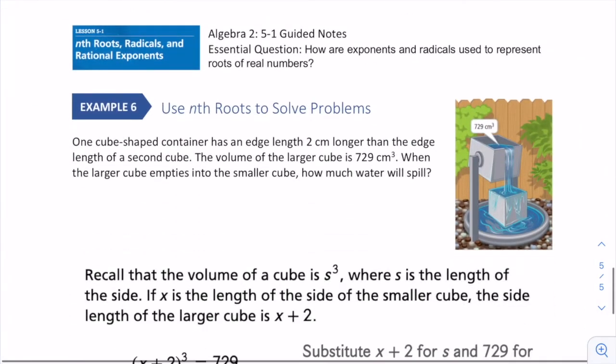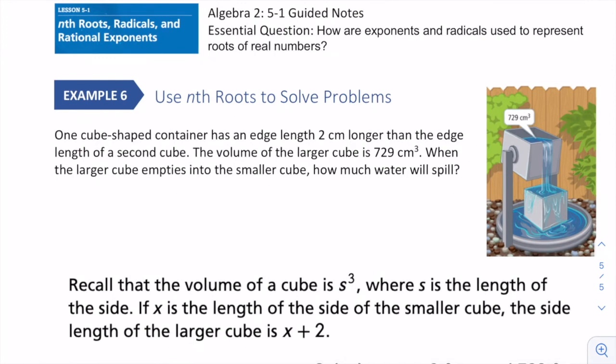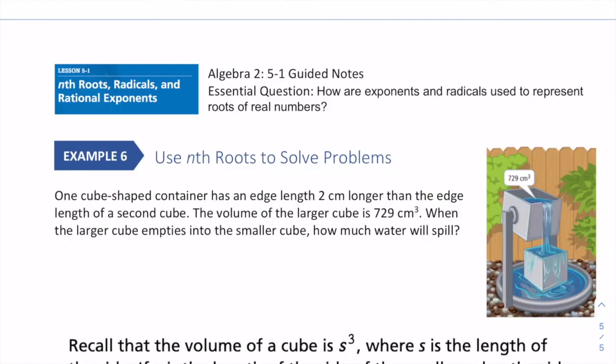All right, for the last example, we're going to look at a word problem. In this example, we have a cube-shaped container, and it has an edge length 2 centimeters longer than the edge length of a second cube. So you can see here's the big cube, and again, this width here is going to be 2 centimeters longer. The volume of the larger cube is 729 centimeters cubed. You can see right there. When the larger cube empties into the smaller cube, how much water will spill? So how much extra water will there be?